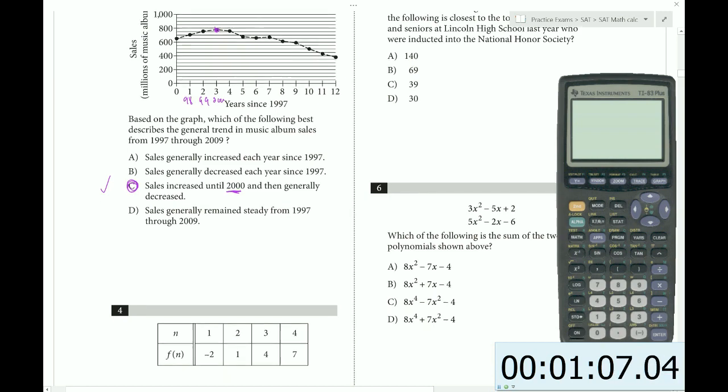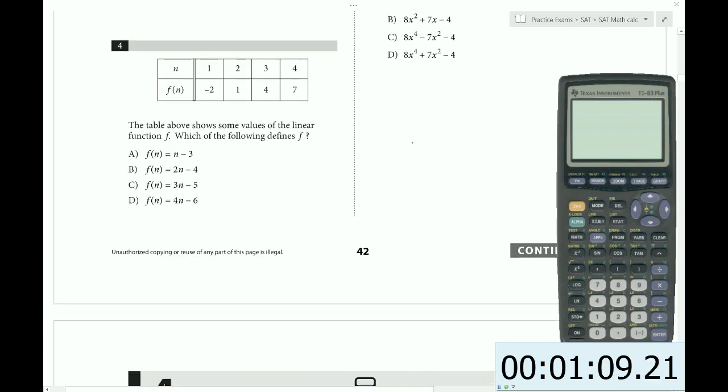Okay. Question 4. The table above shows values of the linear function f. Which of the following defines f? Okay, so let's see. When I plug in x equals 1, I should get an output of -2. So let's try that. So in this case, x is really represented by n. So I plug in n equals 1, so I get 1 minus 3, so that's -2. That is solid, right? So I can continue, try plugging in the next one.